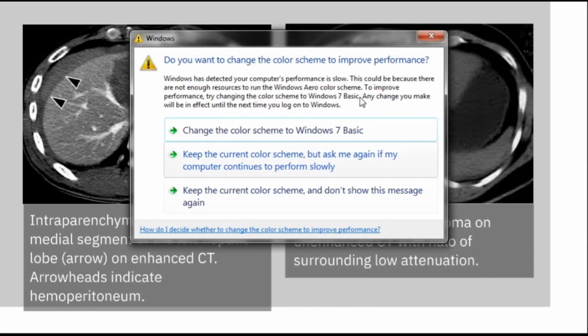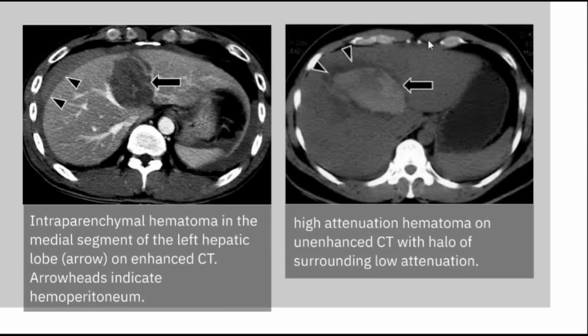So, just wait. Keep the column, the last one. No. Yeah, this one. Okay, no problem.